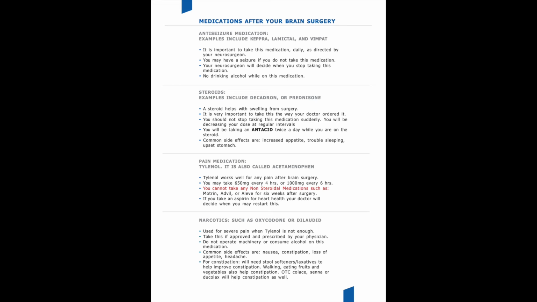Other common medications that people go home on after surgery are anti-seizure medications such as Keppra, Lamictal, or Vimpat. These are chosen by your surgeon depending on the location of your tumor that you are having resected. We will go over all of these medications with you on the day that you leave the hospital.